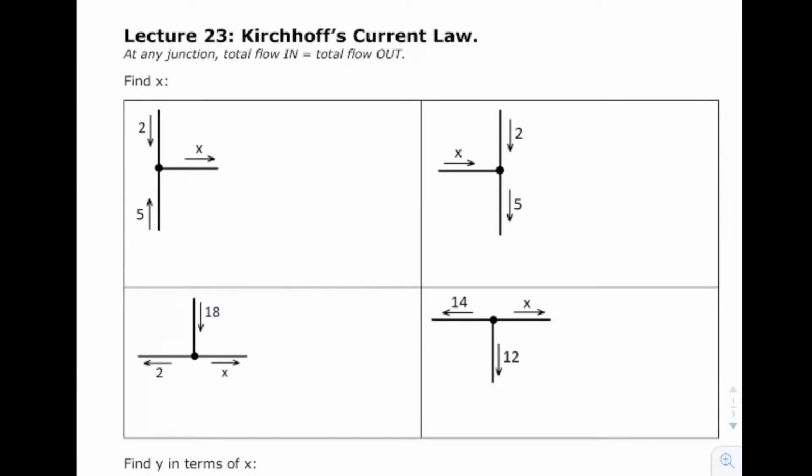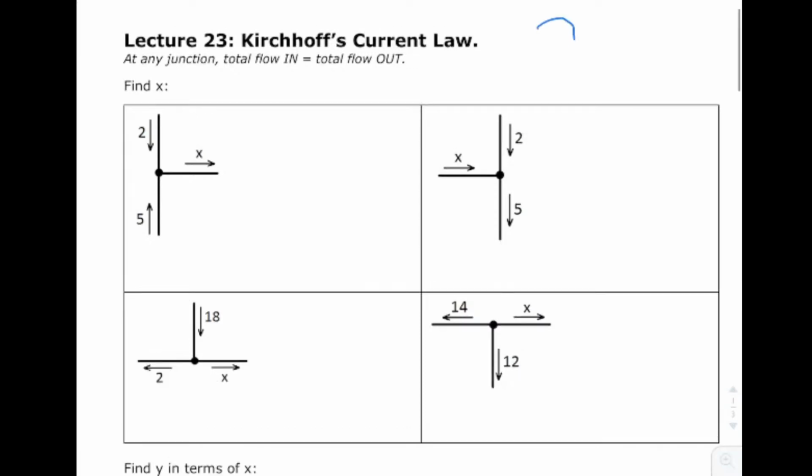Well, last time we had Kirchhoff's voltage law, and that had to do with walking around in circles, closed loops, and it had to do with voltages, of course. Now we look at Kirchhoff's current law, which has to do with current, or amps, of course, and it applies to junctions.